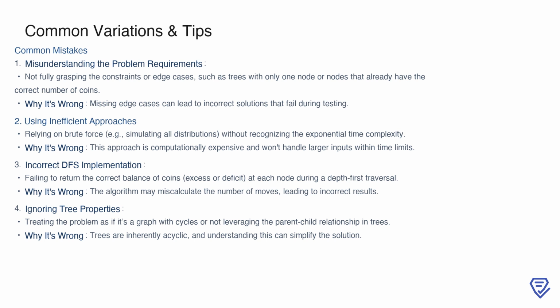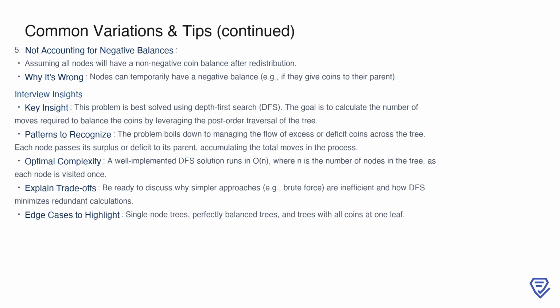Finally, some may overlook the properties of trees, such as their acyclic nature. Trees have a parent-child hierarchy, which simplifies the problem compared to cyclic graphs. Misunderstanding this structure could make your solution more complex than necessary. Another mistake to avoid is not accounting for negative balances. It's easy to assume that all nodes will maintain a non-negative coin balance during redistribution, but that's not true. For instance, a node may temporarily have a negative balance if it needs to transfer coins to its parent. This is an important detail to handle correctly.